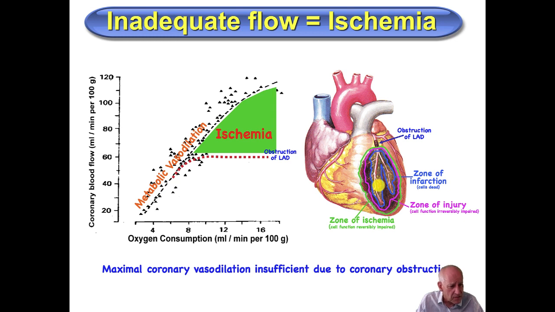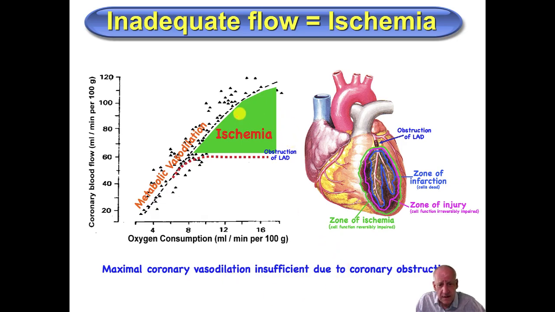There will be a downstream zone of infarction in which the cells are dead. Surrounding this zone of infarction will be a zone of injury where cell function is irreversibly impaired even if blood flow is restored. And surrounding that zone of injury will be a zone of ischemia. In ischemia, the cells cannot operate at this elevated workload without accumulating an energy debt, with cell function reversibly impaired. So if blood flow is restored to the zone of ischemia, the cells will regain most of their function.